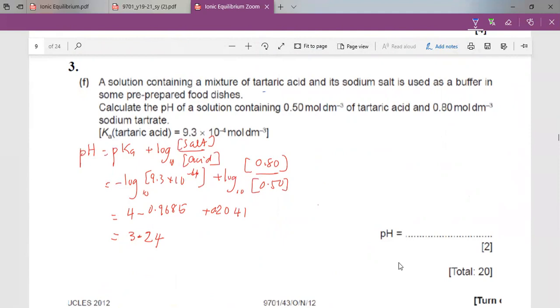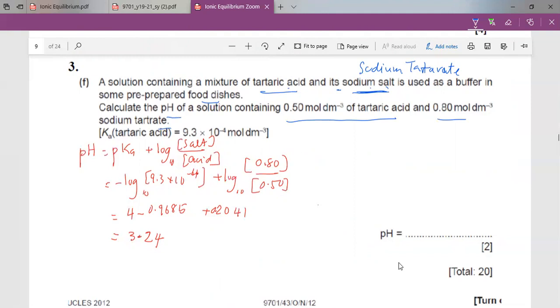A solution containing tartaric acid, also a weak carboxylic acid, and the sodium salt, which means sodium tartarate, A-T-E, as a buffer in prepared food dishes. Calculate the pH of a solution containing 0.5 mole of tartaric acid and 0.8 moles of the salt. Same thing, it's very simple, isn't it?